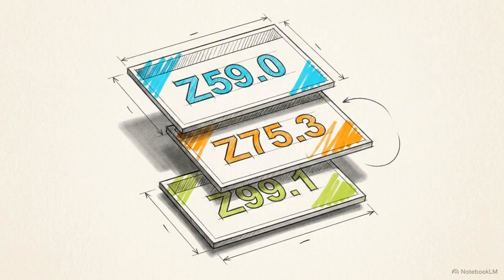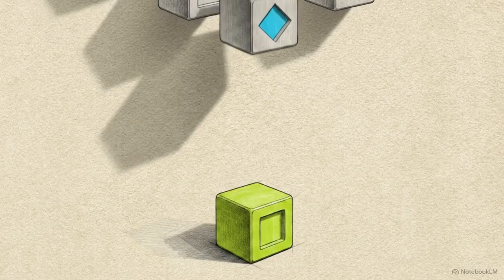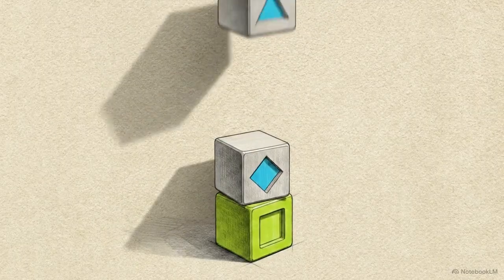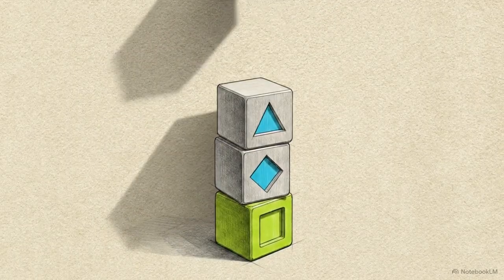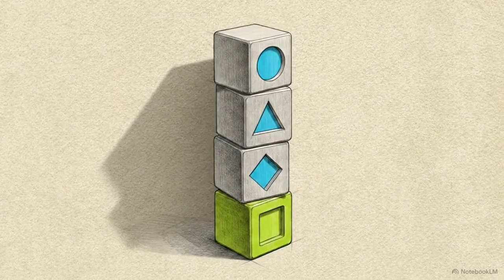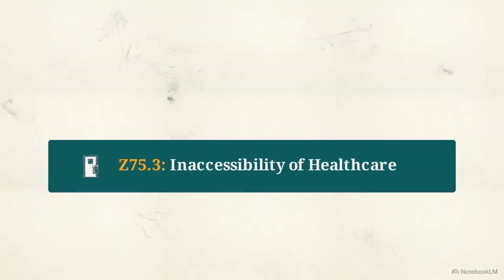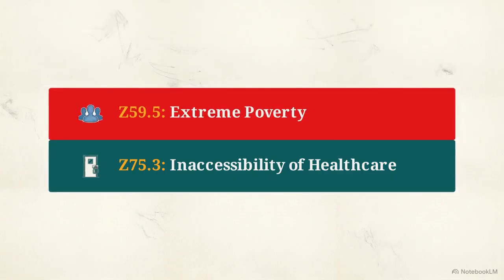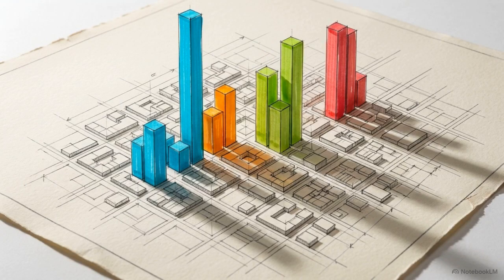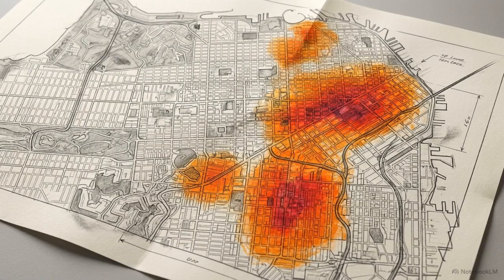To capture maximum detail, coders use stacking, applying multiple Z-codes to a single patient record. A comprehensive profile rarely relies on a single data point. It requires a diagnosis code, an external cost code, and multiple Z codes all functioning together. For example, a coder might stack code Z75.3, denoting an inaccessibility of healthcare, directly alongside code Z59.5, denoting extreme poverty. Stacking properly sequenced codes builds a multidimensional public health profile. It generates a level of demographic insight that a lone physiological diagnosis could never achieve.